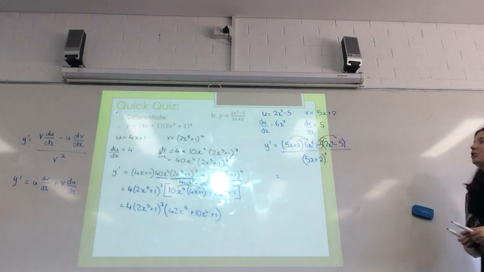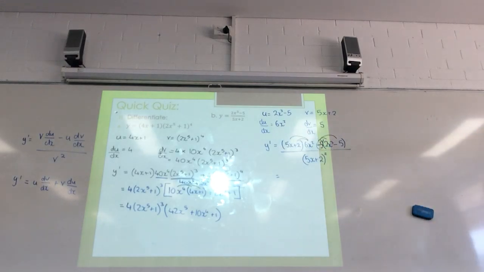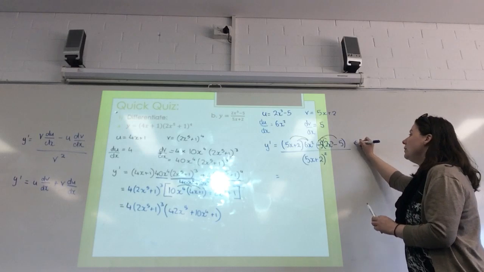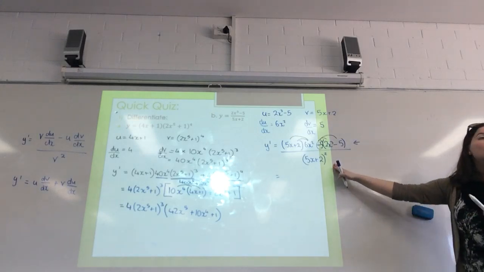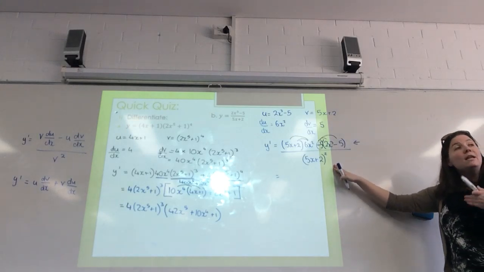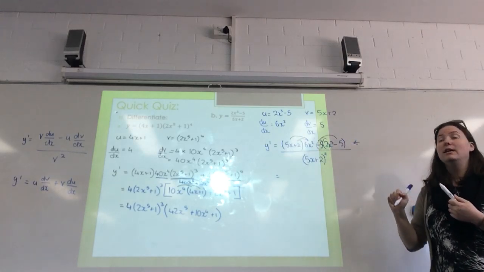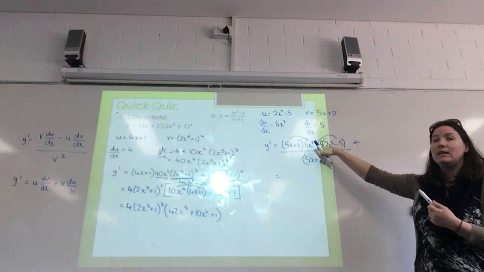Okay, tell me, thank you. Are we going to expand all the brackets? Not the bottom. Not the bottom. Why? Because it's easy like that. It's fully factorized. How do we know the top is not fully factorized? Because of the minus in between the brackets.